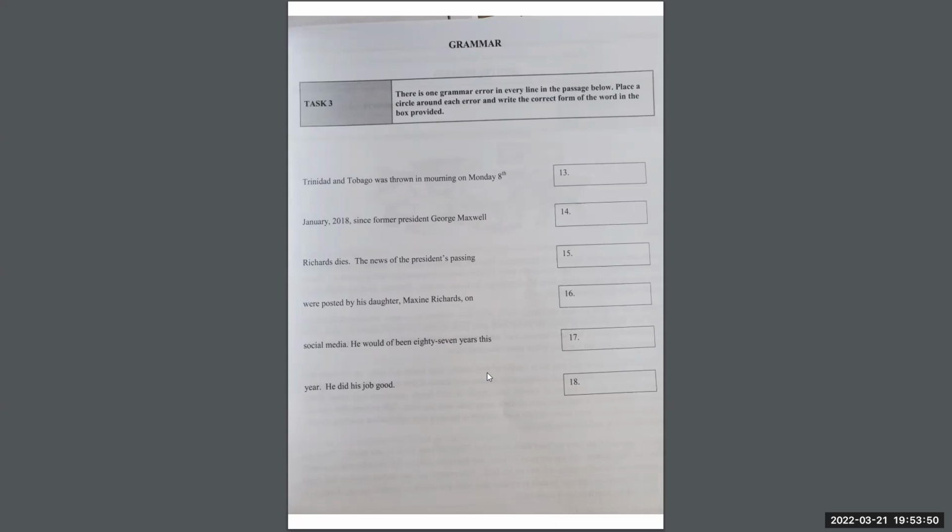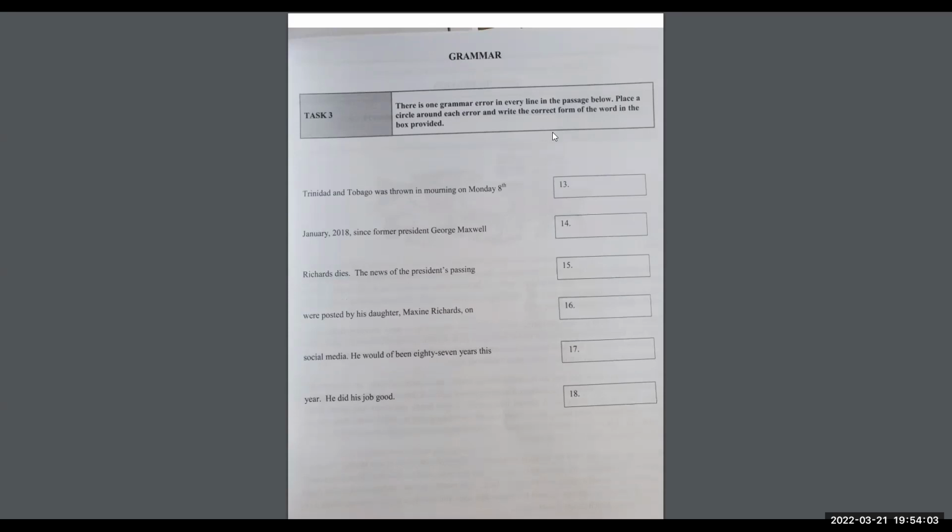This one is a little bit harder to identify, but look at it properly. Trinidad and Tobago was thrown in mourning. Mourning is fine, but I think that in can use a little bit of an improvement. In supposed to be out. No, you can't be thrown out mourning, right? So to throw into mourning.